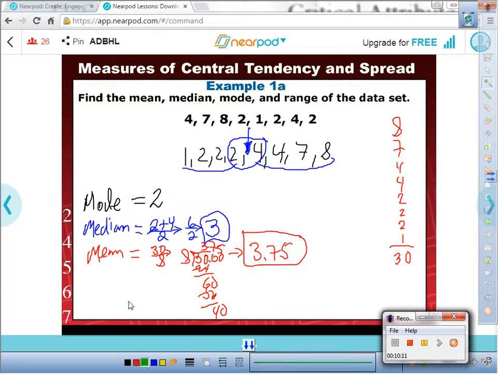And what is the last thing I'm going to compute that is not part of the measure of central tendency? The range. And the range, I take the highest value, subtract the lowest value, and that's my range, which is 7.